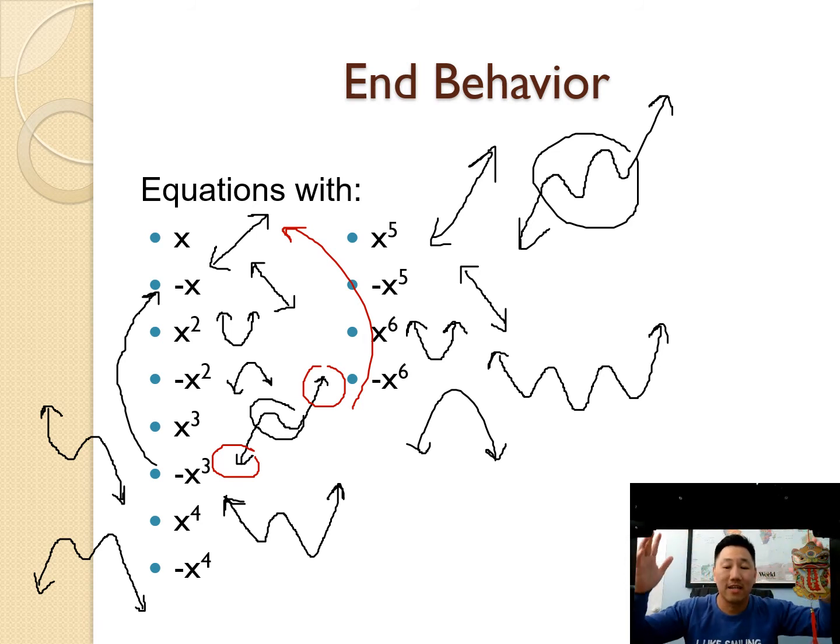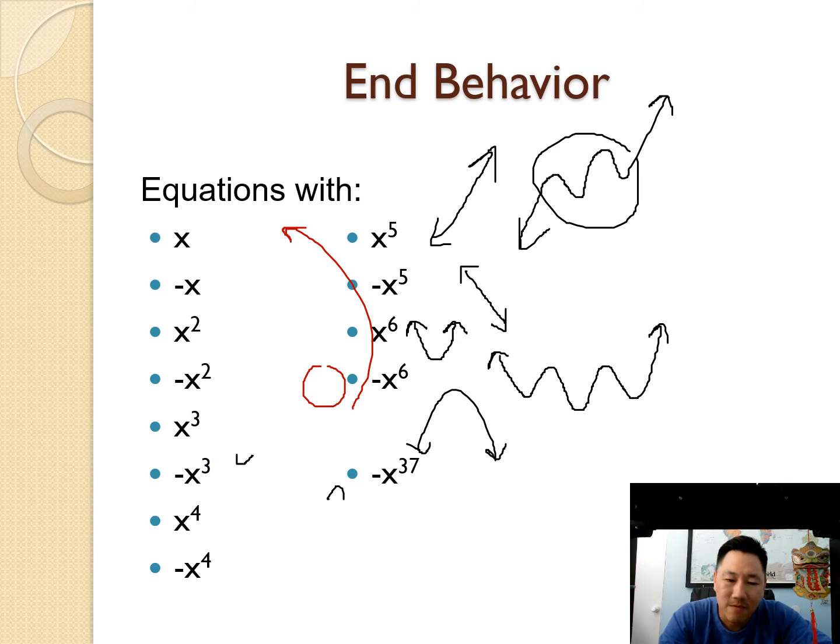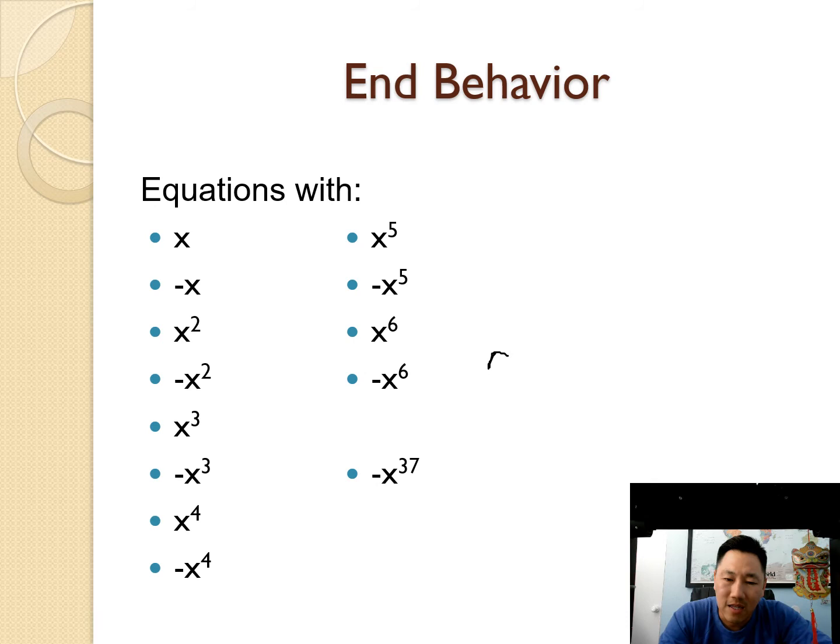So let's take an overall picture and see what happens. What if I asked you, what is the end behavior for a negative x to the 35th power? So then you have to think, what does it mimic? Which of these original ones is negative x to the 37th power going to look like?